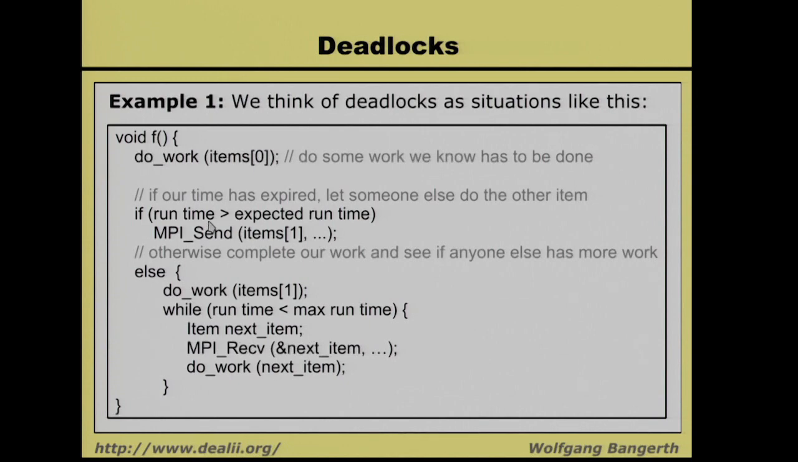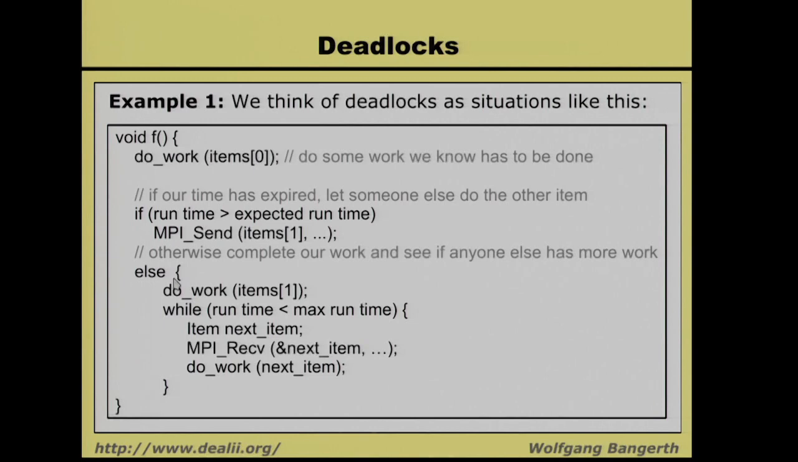On the other hand, if the runtime has exceeded the expected runtime, then we're just going to send our own item to somebody else who may have capacity to do it. Now, imagine the situation where both processors find that working on their item 0 already exceeded the expected runtime. In that case, both of these send their item and are done. That means that none of the processes' items 1 are actually worked on.